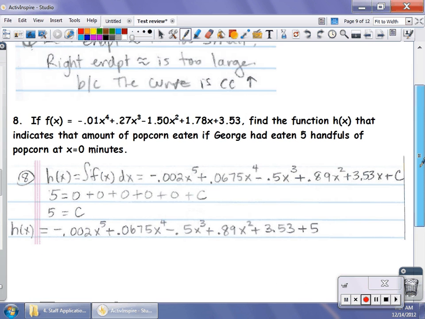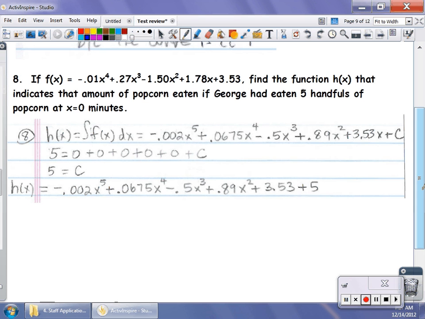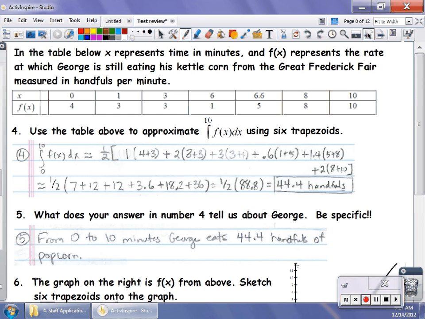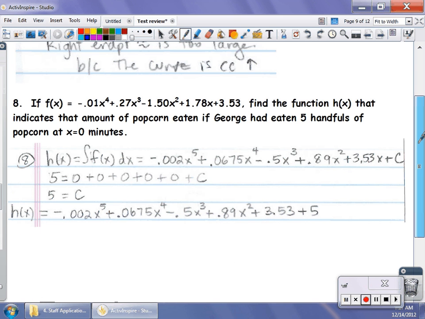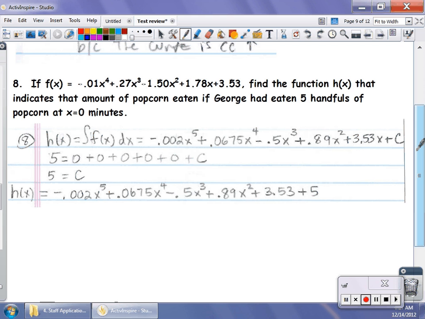Problem number 8, if f of x, going back to the same problem we were before, this function that you see, and this is the function that corresponds to the table that we have right back here. So if this function represents the rate at which George is eating, find the function h of x that indicates the amount of popcorn eaten if George had eaten 5 handfuls of popcorn at x equals 0.